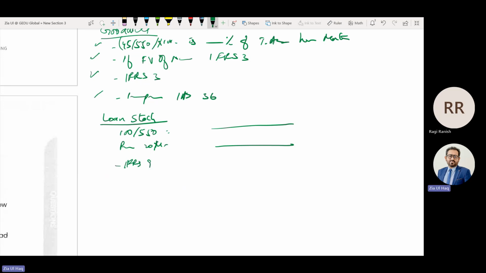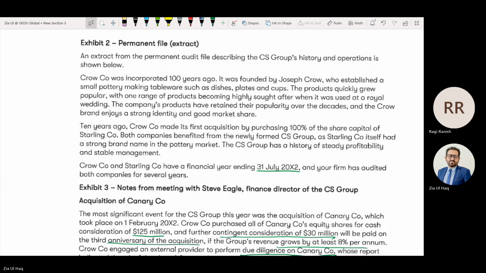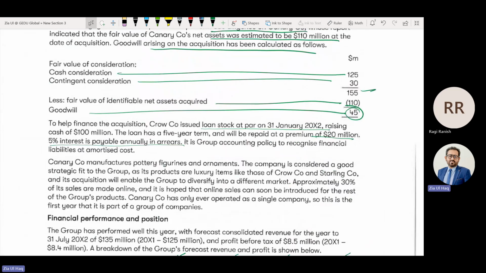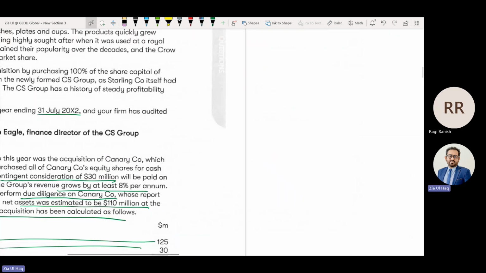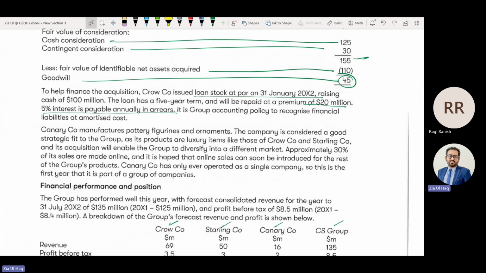The premium on loan stock should be amortized over the loan period, that is 5 years. Under IFRS 9, the loan stock should be initially measured at fair value, and the premium on loan stock should be amortized over the length of the loan stock, i.e. the 5-year period. If that premium is not amortized over 5 years, chances are that the financial statements could be manipulated. One point.